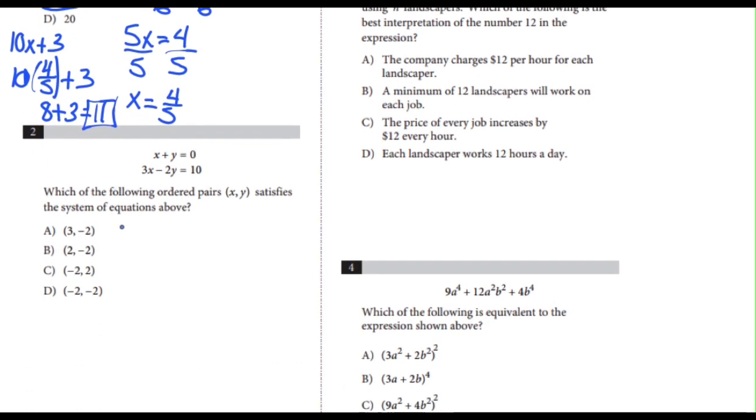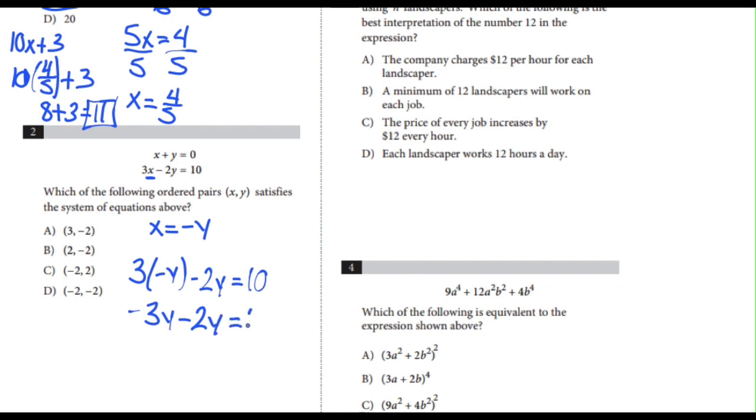Number 2, x plus y equals 0, 3x minus 2y equals 10. Which of the following ordered pairs satisfies the system of equations above? What we need to do is first solve for one of the variables, then plug it into the other equation. To get x by itself, we can subtract y on both sides, and we'll get x equals negative y. Now instead of x, we can plug in negative y. 3 times negative y minus 2y equals 10. 3 times negative y is negative 3y minus 2y equals 10.